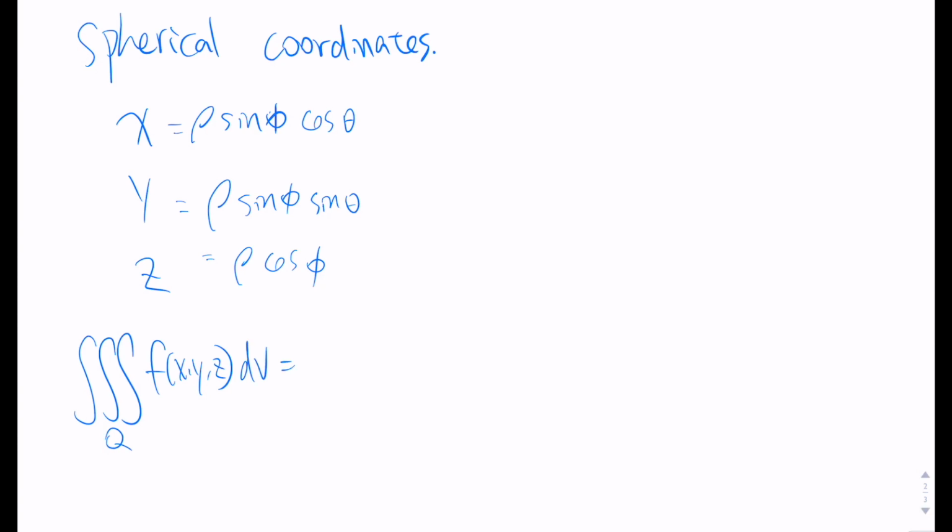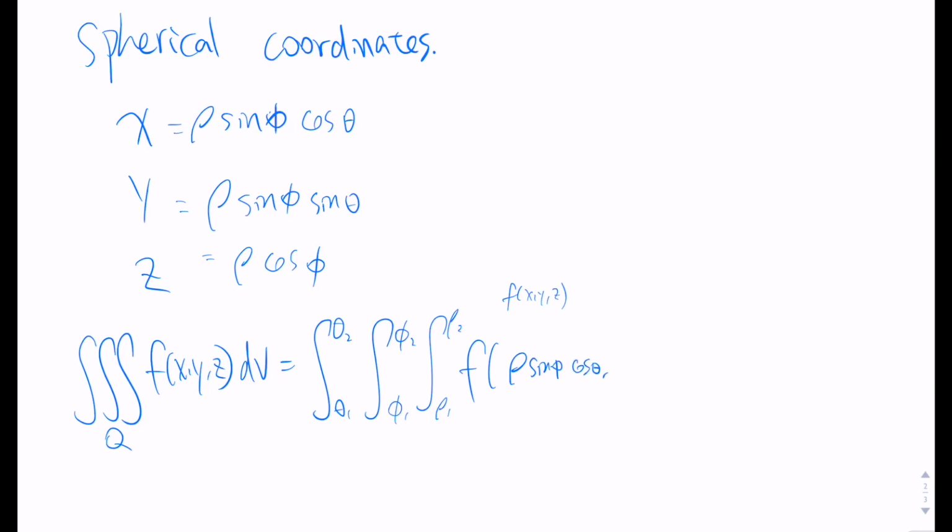And if you learned well in the last one, theta 1 to theta 2 is first. And then this angle, elevation, second. And then you're integrating rho, which is the distance you're integrating. And the f, as I told you, in the past we wrote x, y, z, and then you substitute that. So you're writing f of rho sine phi cosine theta, and rho sine phi sine theta, rho cosine phi.